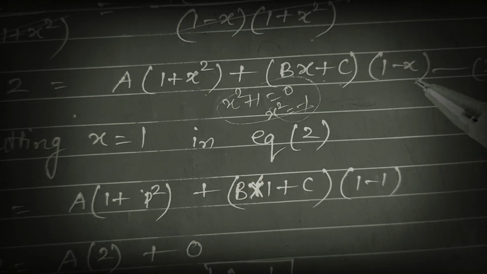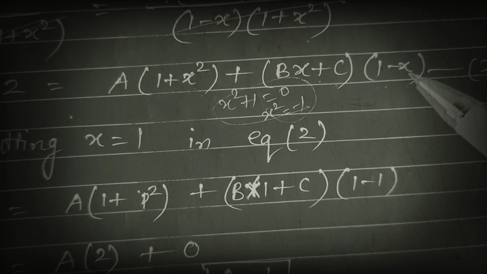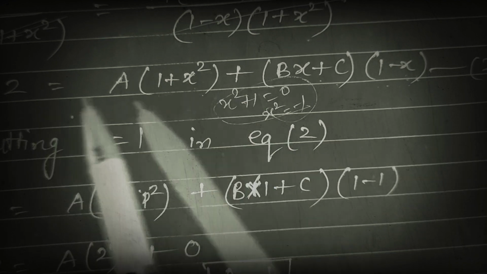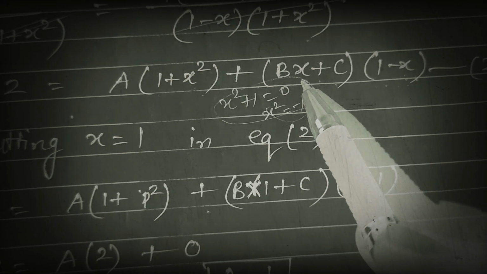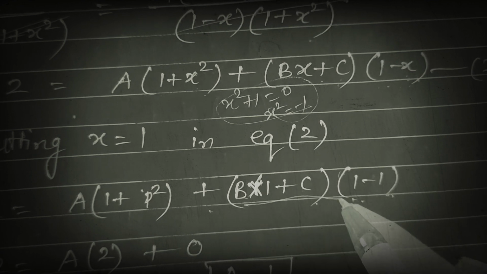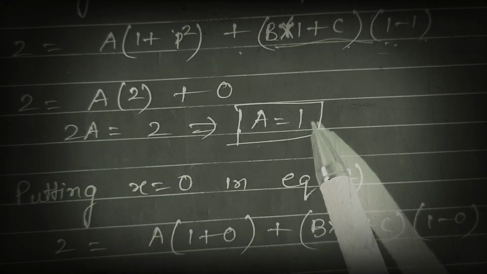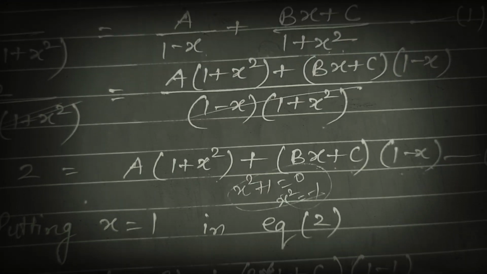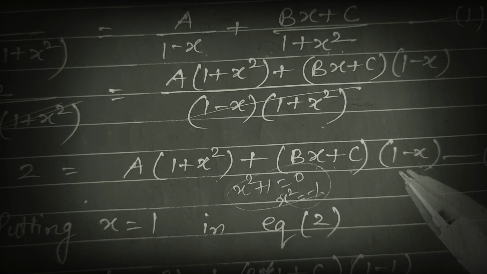So I am putting firstly x is equal to 1 by using this. I want to make it 0. So x will be 1, 1 minus 1 will be 0. So I am putting x is equal to 1 on both sides. So it is 2 is equal to a into 1 plus 1 square plus bx plus c into 1 minus 1. So it is 0, 0 into something is 0. Then we will get 2a is equal to 2. So the value of a is 1. Clear? Now we can put values of x from our side, because if we take it from here, we cannot put x square as minus 1 here, and one value, x is equal to 1, we have already taken.